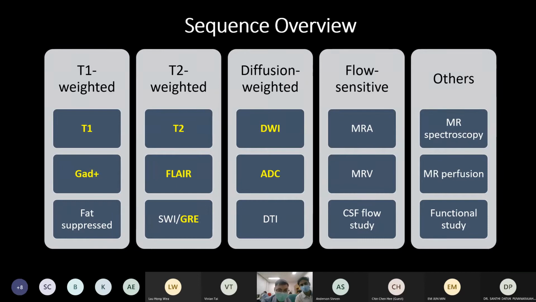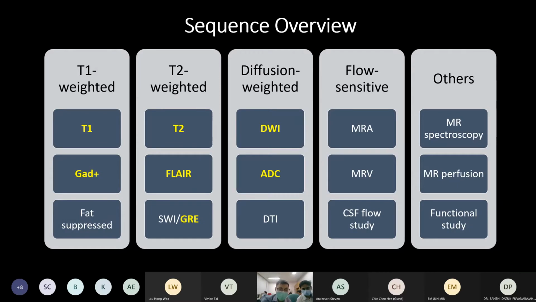T2 is the conventional T2. You can modify the T2 to create something called FLAIR, fluid attenuated inversion recovery. I will talk about this later. You can also modify the T2 by measuring how susceptible the atoms are to the magnetic field. This is called susceptibility weighted imaging, or GRE, gradient echo.